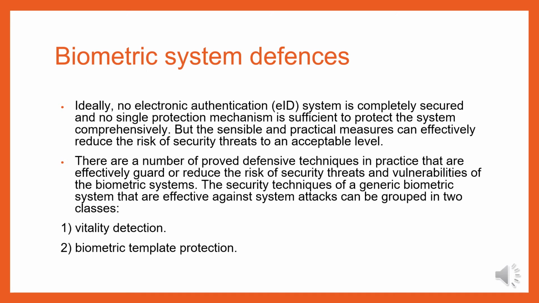Biometric system defenses. Ideally, no electronic authentication system is completely secure, and no single protection mechanism is sufficient to protect the system. But sensible and practical measures can effectively reduce the risk of security threats to an acceptable level. There are a number of proven defense techniques in practice that effectively guard against or reduce the risk of security threats and vulnerabilities of the biometric system. The security techniques of a generic biometric system that are effective against system attacks can be grouped into two classes. The first is vitality detection technique, and the other is biometric template protection technique.